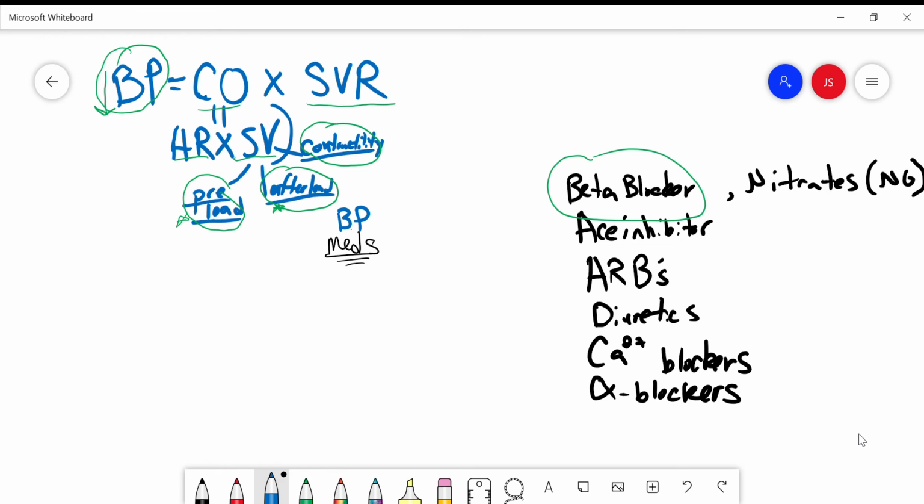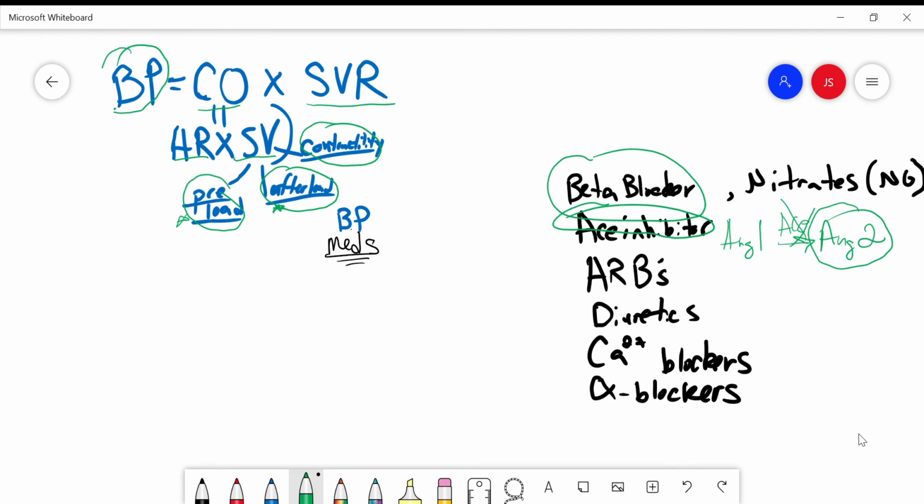Now, how about the ACE inhibitor? The ACE inhibitor works by blocking the conversion of angiotensin 1 to angiotensin 2. There's an enzyme here, ACE, and we block it. It's an ACE inhibitor. So one of the most, if not the most, powerful vasoconstrictors in the body is blocked.